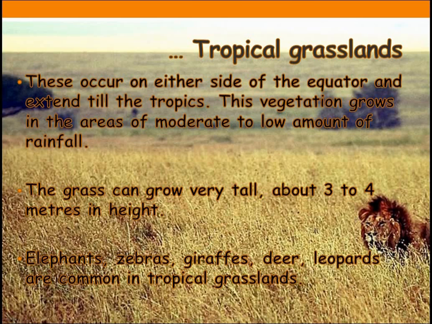Next, let's see the tropical grasslands. These occur on either side of the equator and extend till the tropics. This vegetation grows in areas of moderate to low amount of rainfall. Do you know how tall it will grow? The grass can grow very tall, about 3 to 4 meters in height. So it is very high, isn't it? The elephant, zebra, giraffe, deer, and leopard are common in tropical grasslands.